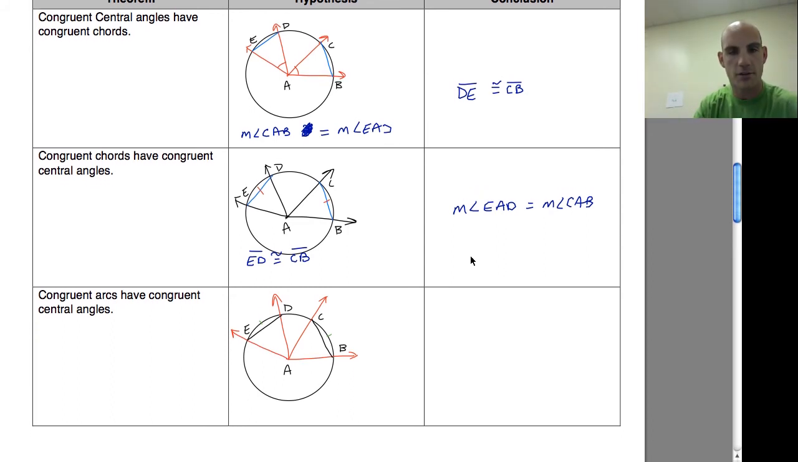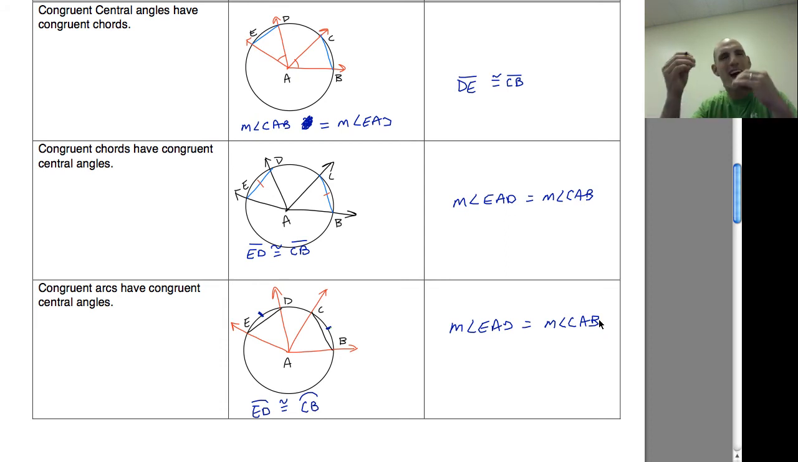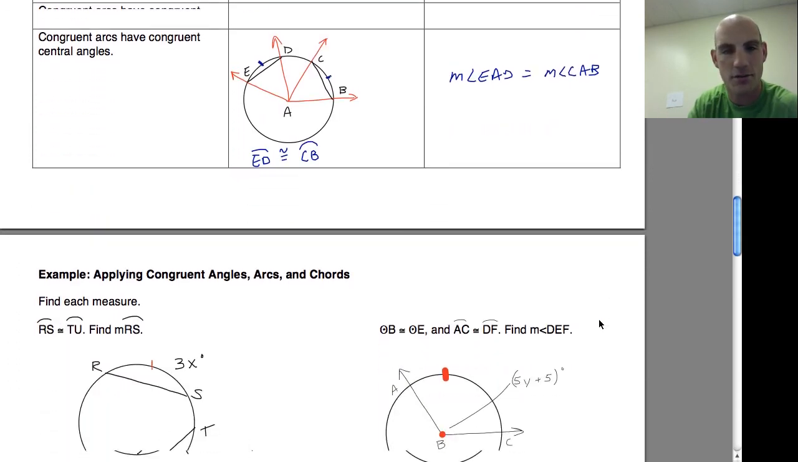Congruent arcs have congruent central angles. Here you can see in green, I don't know if it's obvious to you, so I'm going to mark it a little bit darker. Arc ED is congruent to arc CB. And so if the arcs are congruent, then the central angles are congruent. So by saying that ED is congruent to CB, I'm saying the measure of angle EAD is equal to the measure of angle CAB, which makes the chords congruent. You see how these things are all related. This is a lot of background stuff. Hopefully you printed out these notes so you don't have to copy all these down. You can just write them in.